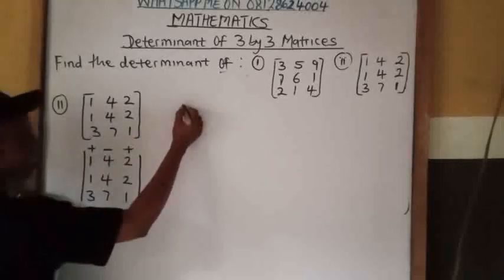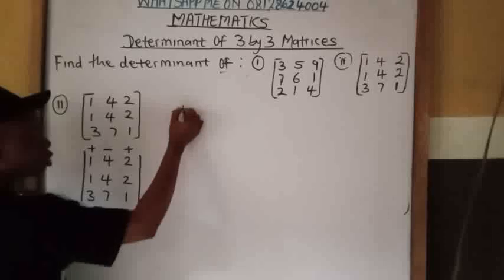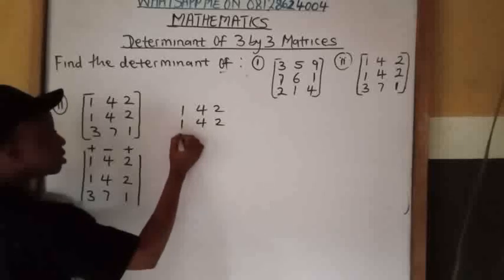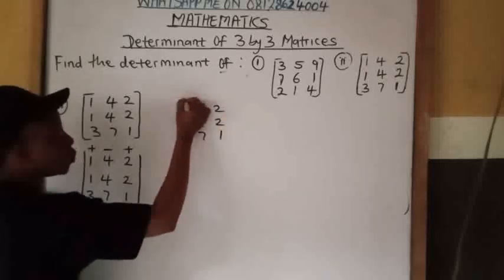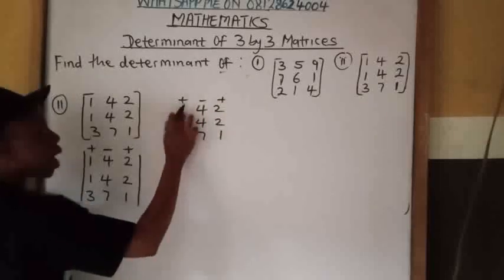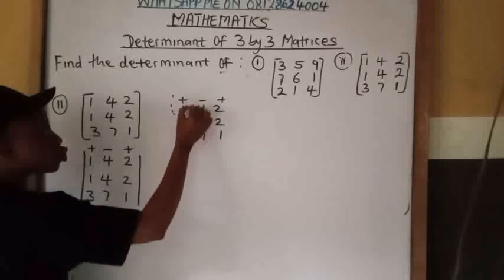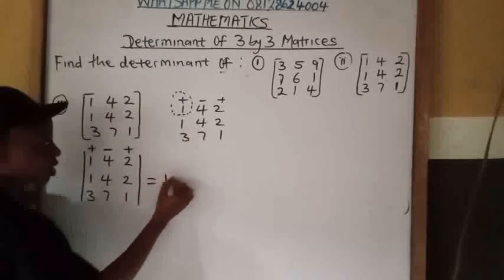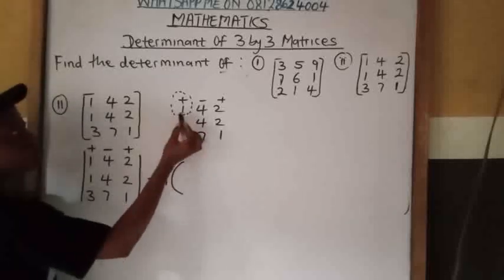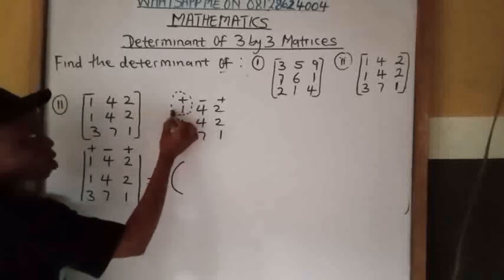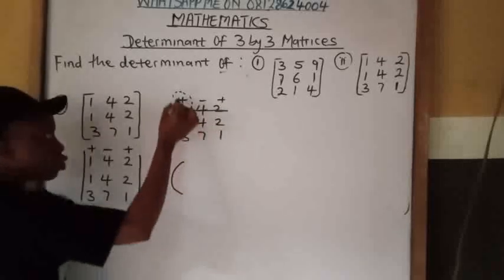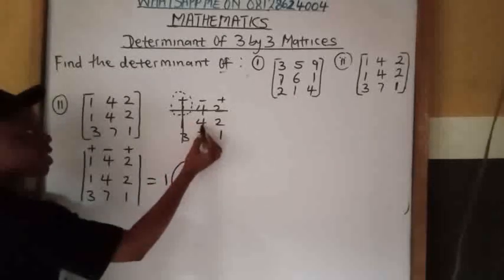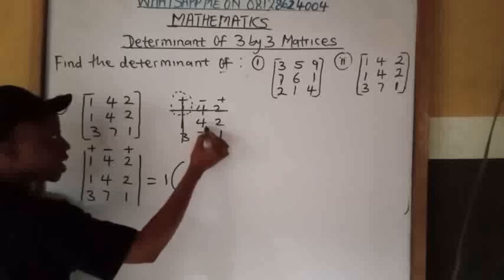So now let me repeat our elements here so that we'll be able to understand it better. So we have 1, 4, 2, 1, 4, 2, then 3, 7, 1. So positive, negative, positive. I want to pick the first element, which is 1. So that is 1 into brackets. Now you rule out the row where this number 1 appears, then rule out the column where this 1 appears. So you will be left with 4, 2, 7, 1. Then you cross multiply.